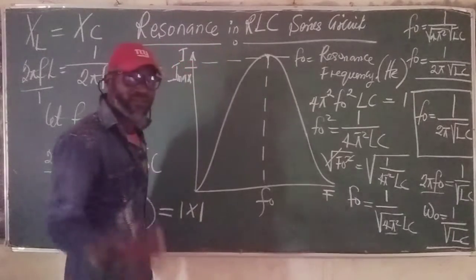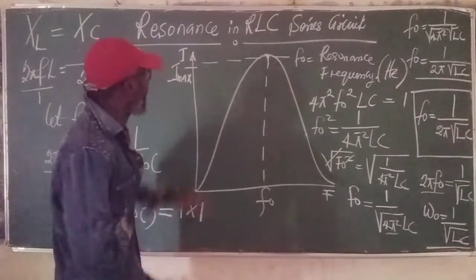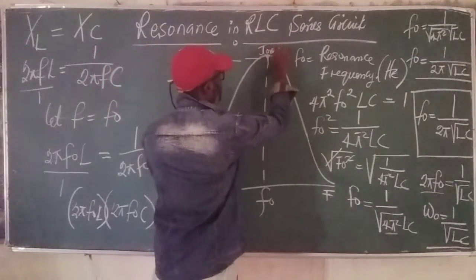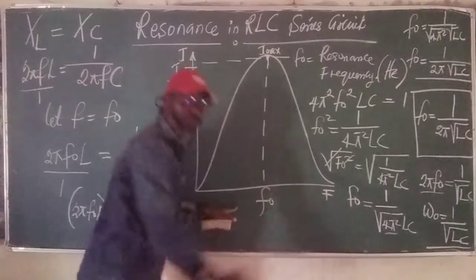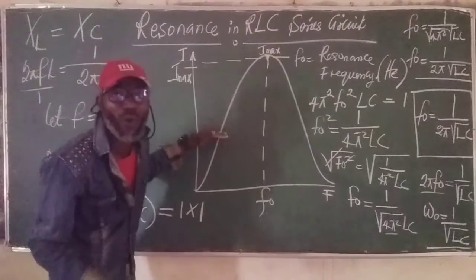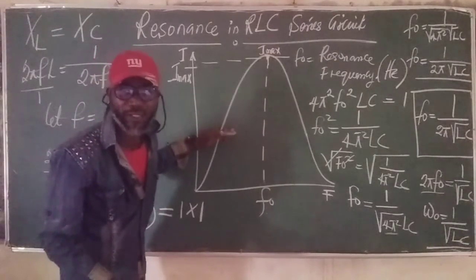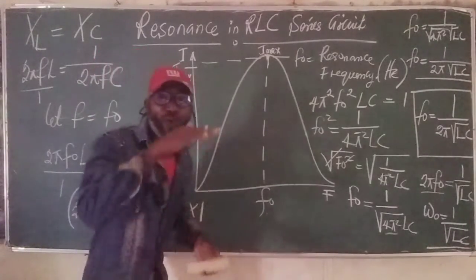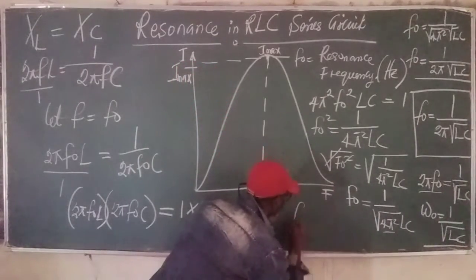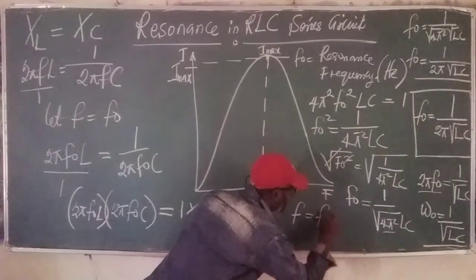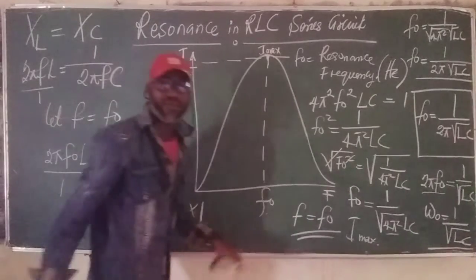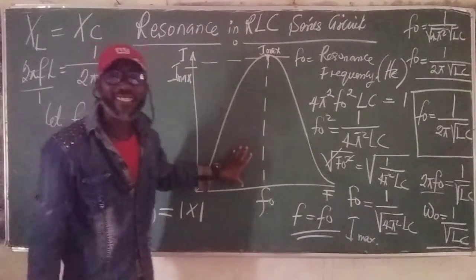So what happens? There is something we need to understand. At maximum current, look at the I max. Don't mind my diagram. There is resonance. When the frequency is below the resonant frequency, what happens? The current is small. And then when the frequency F is equal to the resonant frequency, you have maximum current. Take note of that.